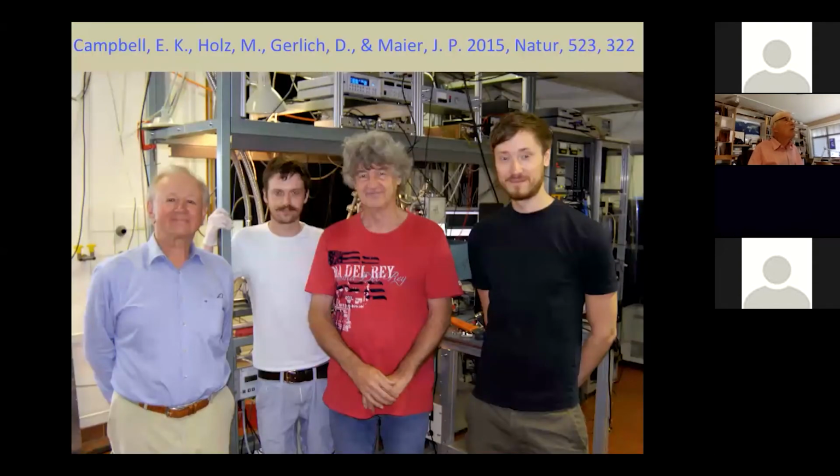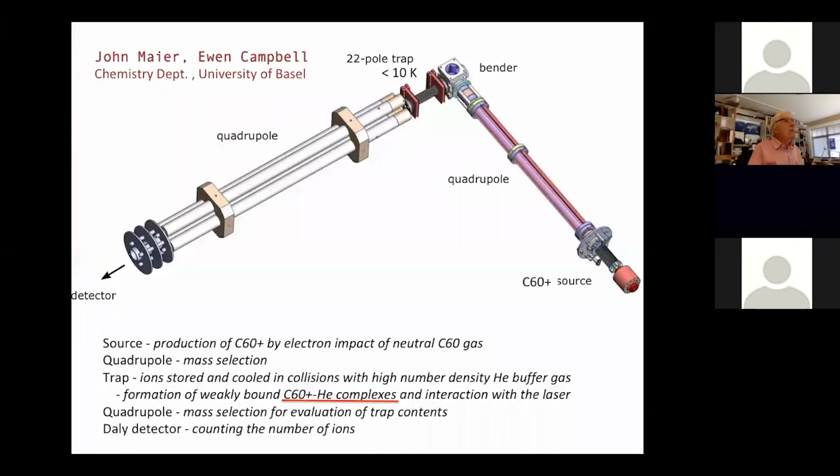So here's the team that did it under John Maier. And they did this successfully, largely, in my view, due to this postdoc, Ewen Campbell, another Scotsman, I may add. No wonder he did so well. But the man in the red shirt is Dietrich Gerlich, and he built the equipment which worked so well. And what they built was this contraption here. It's better than a contraption. And you don't have to try and follow everything.